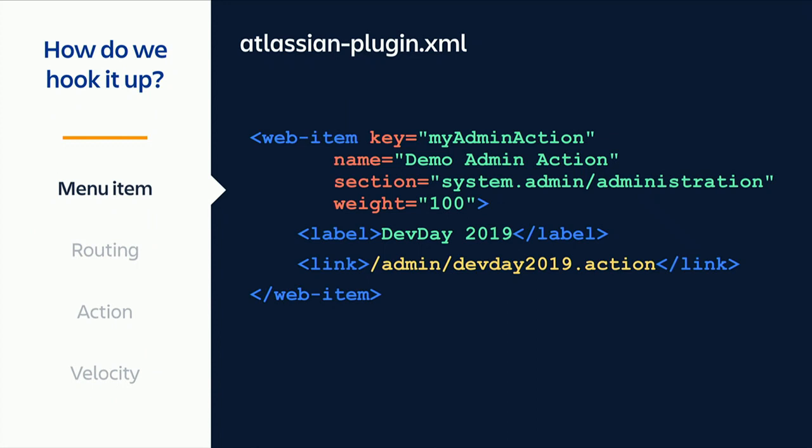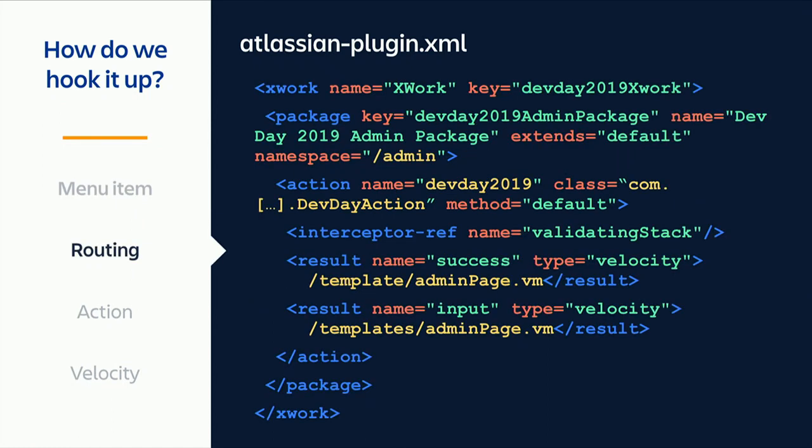The first thing is a menu item. And all of these snippets are in your Atlassian plugin.xml. If you've, in fact, done P2 plugins before, you're probably familiar with this. So this creates a menu item that redirects people to the URL admin/devday2019.action. Next, we need xwork, or a different routing mechanism on a different product other than Confluence.